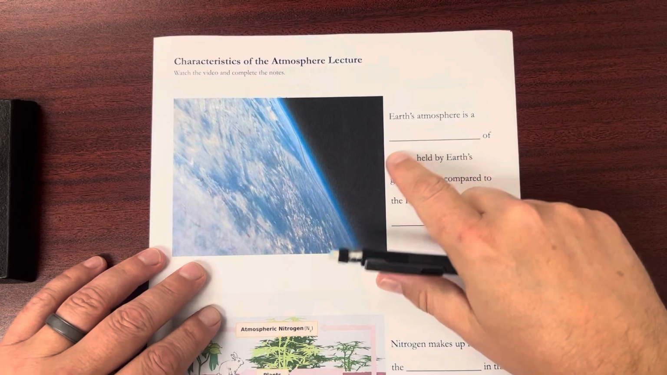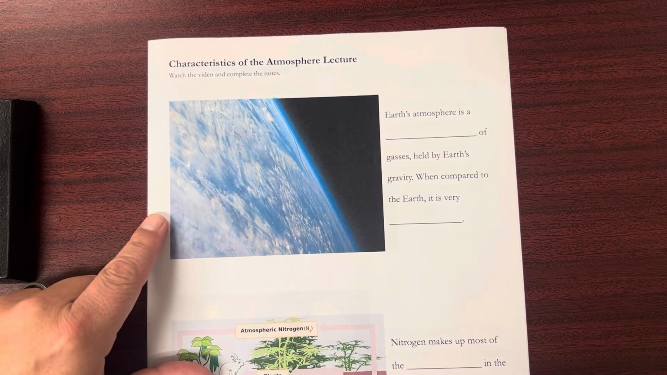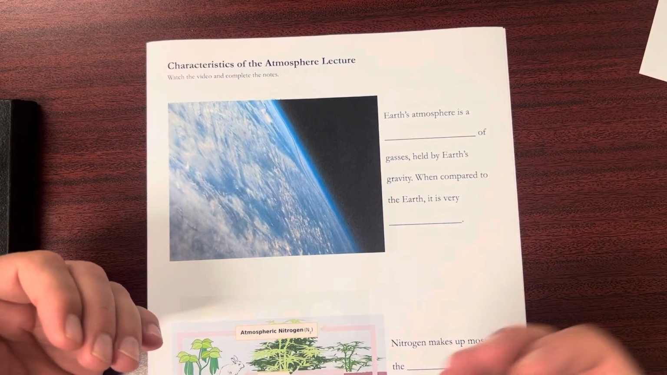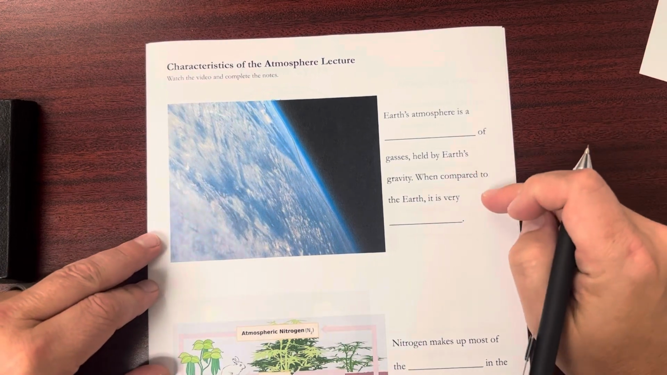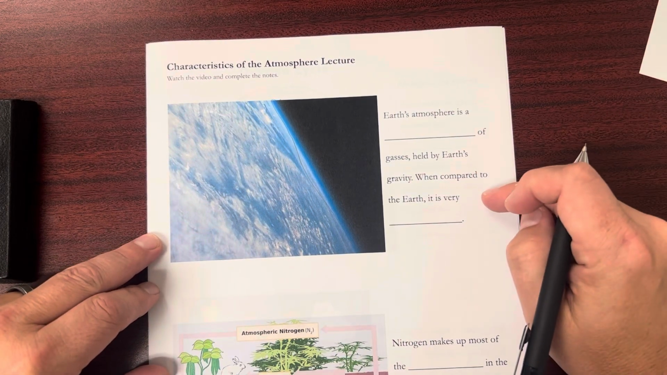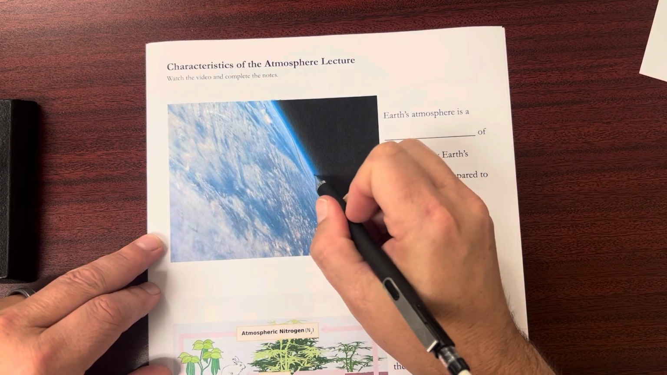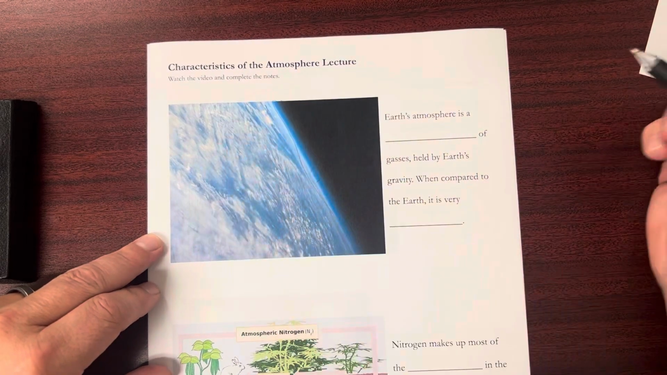So Earth's atmosphere is a collection of gases held by Earth's gravity. So gravity is pulling it down to the surface. There's nothing else keeping it in place. When compared to the Earth, it is very thin. So you can see the atmosphere here is very thin when you compare the overall size of the Earth.